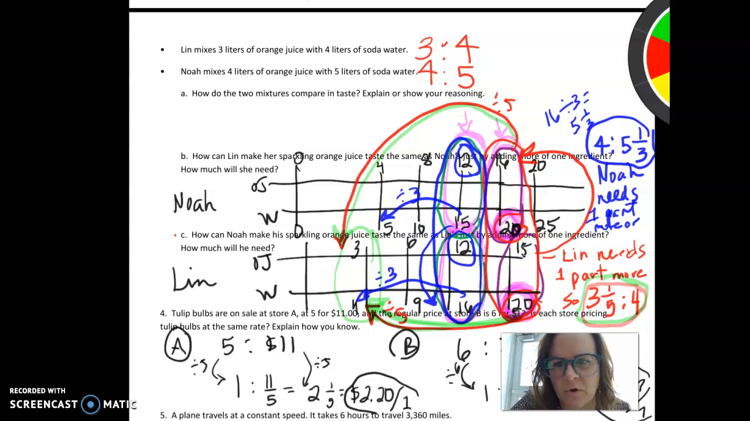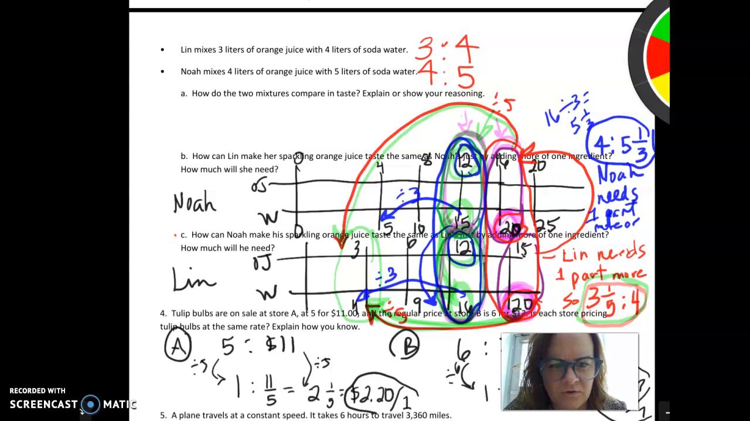Let's do the same with Noah. Noah wants to make his juice taste the same as Lynn's. So we're going to use this one right here where they both line up. He has 12 parts orange juice and she has 12 parts orange juice. So he wants his to line up with hers. He has 15 parts water and she has 16 parts water. So he would add one more part water, right, if he was making this size of a batch.